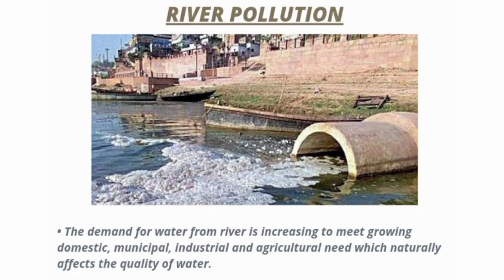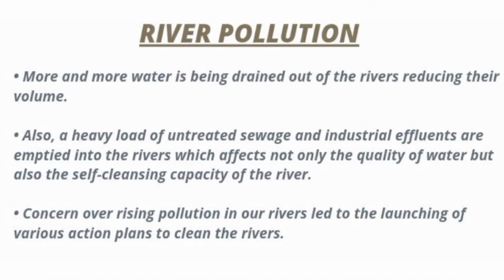River pollution. The demand for water from rivers is increasing to meet growing domestic, municipal, industrial, and agricultural needs, which naturally affects the quality of water. More and more water is being drained out of rivers, reducing their volume. Also, a heavy load of untreated sewage and industrial effluents is emptied into rivers, which affects not only the quality of water but also the self-cleansing capacity of rivers. Concern over rising pollution in our rivers led to the launching of various action plans to clean the rivers.